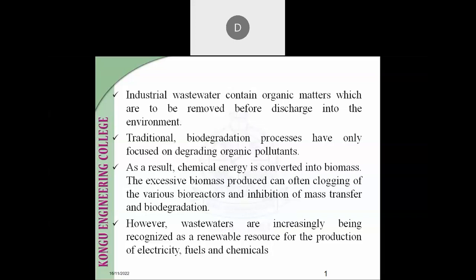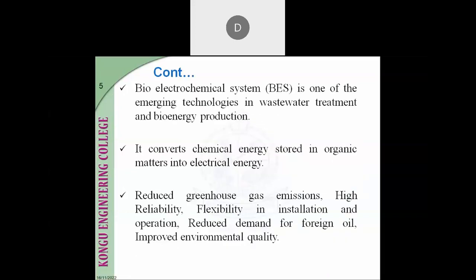Whatever wastewater is released from industries is day by day increasing, and it can be recognized as a renewable resource for the production of electricity, fuels and chemicals. As I told, one of the important methods used for the production of electricity or bioenergy is the bioelectrochemical system.